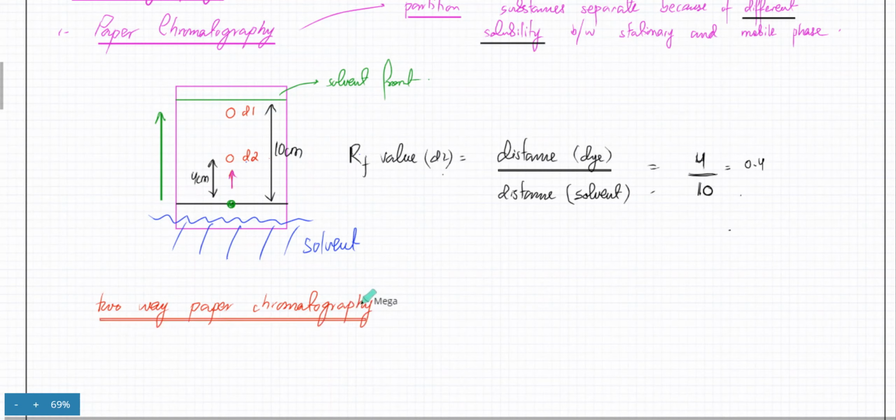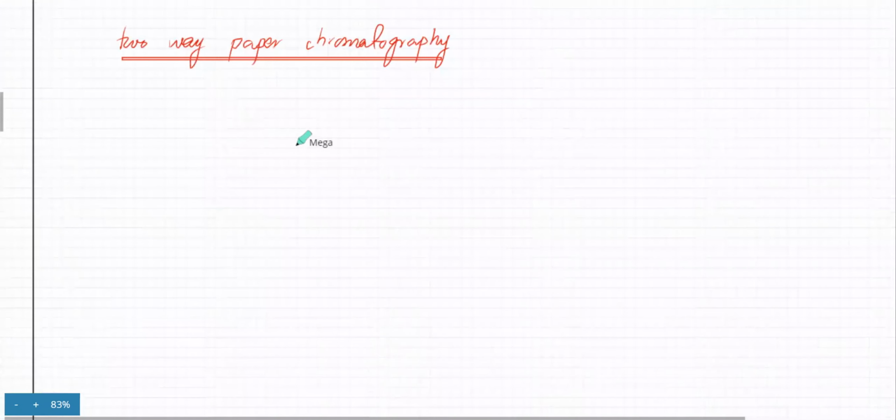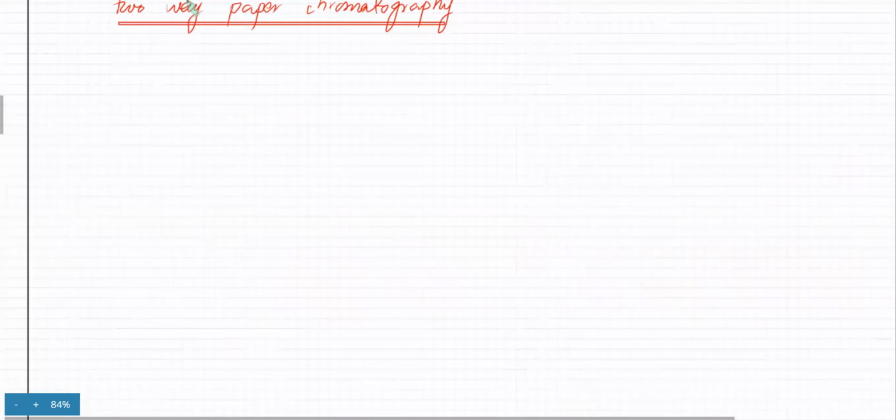As a two-way paper chromatography, the problem that happens a lot is, let's say dye 1 and dye 2 have the same solubility in solvent 1.